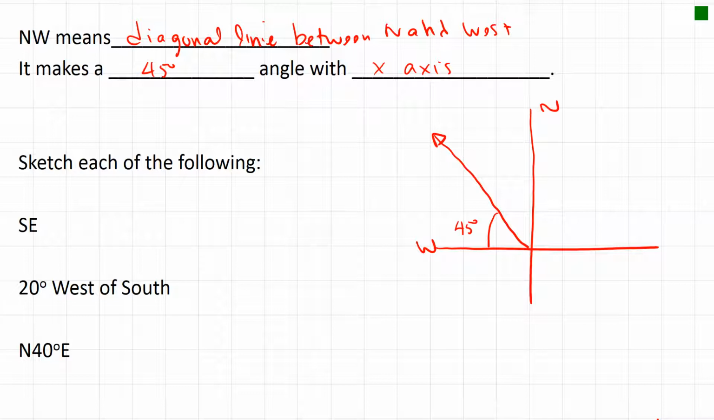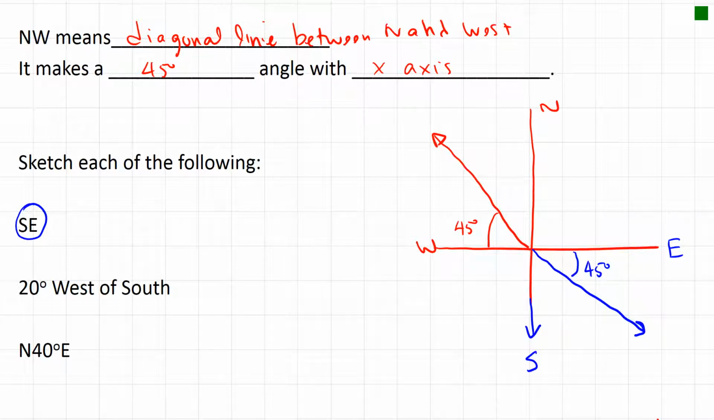Sketch each of the following. So southeast, let's do that one in blue. Southeast, south is in this direction. Southeast would be halfway, or the diagonal between south and east. And this angle here is 45 degrees.